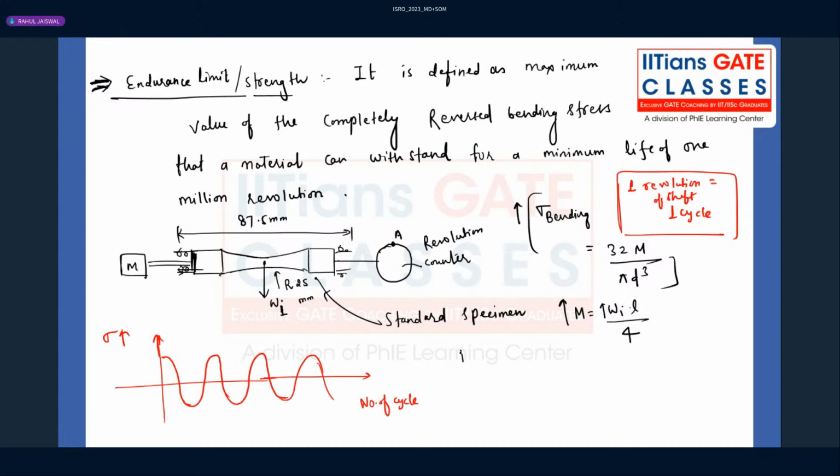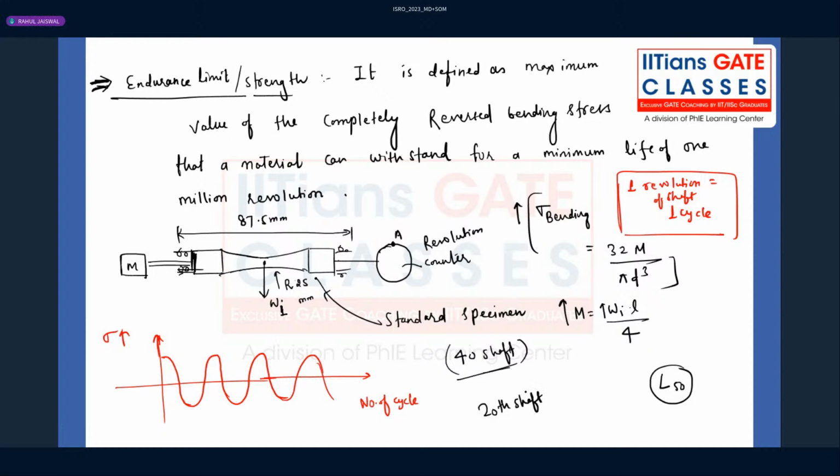Suppose there are 40 shafts available with us in the first round of doing this experiment. Out of the 40 shafts, we generally take 50% reliability. What is the meaning of 50% life? L50. We generally define the fatigue life for 50% reliability. That means out of the 40 shafts, the moment the 20th shaft is going to fail.